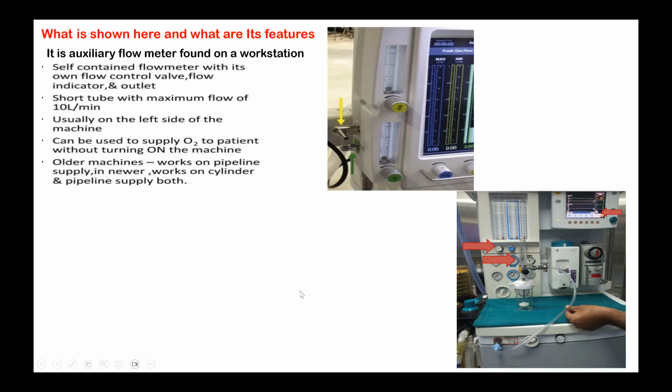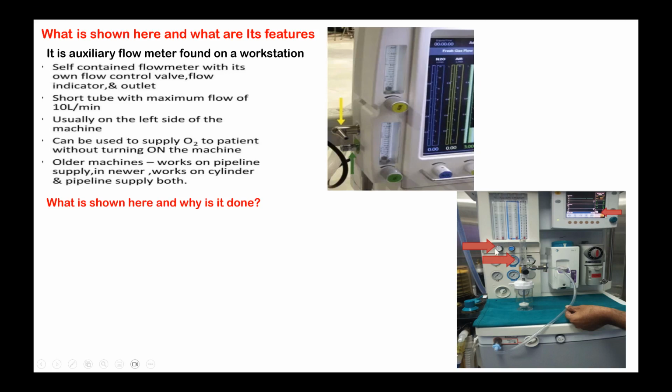Now, what is being done here? There are two red arrows showing here, and there is a flow meter which is connected to the common gas outlet with an adapter. Can anybody identify why they are doing this? You can see all the arrows pointing here. This is to find out the internal leak.